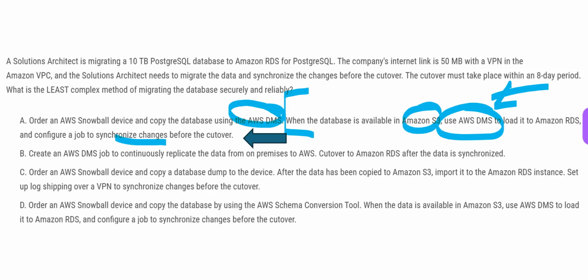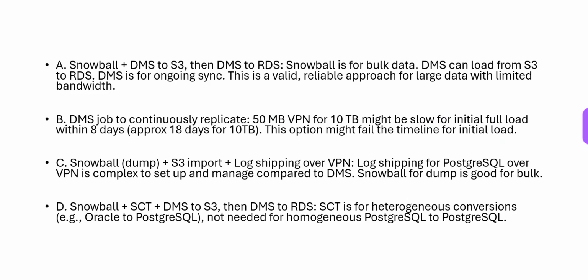You order a Snowball device, you put the data there using DMS, you send the Snowball device back to AWS, and AWS will load the data in S3. Then from S3, it is your task. AWS has loaded the data from Snowball to the S3 bucket. Now you will use DMS to load the data in RDS. Remember, from the Snowball device, AWS will not load the data in RDS. They will only put it in the S3 bucket. If you want to read this clearly, this is the explanation.